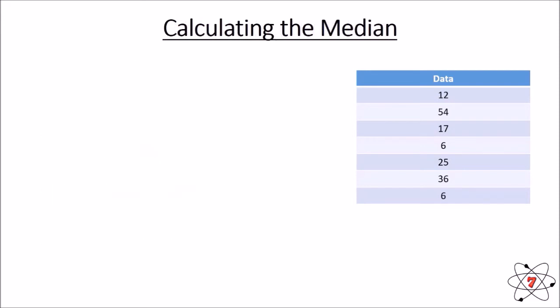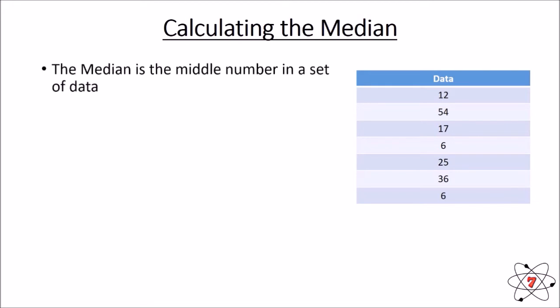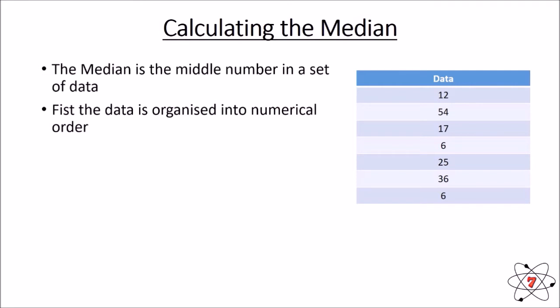The second type of average we're going to calculate is the median. Now just to compare this, we're going to use the same data set and we're going to see how the median is different. The first thing you need to know about the median, it's the middle number in a set of data. So we need to order our data into numerical order, smallest number to largest number.